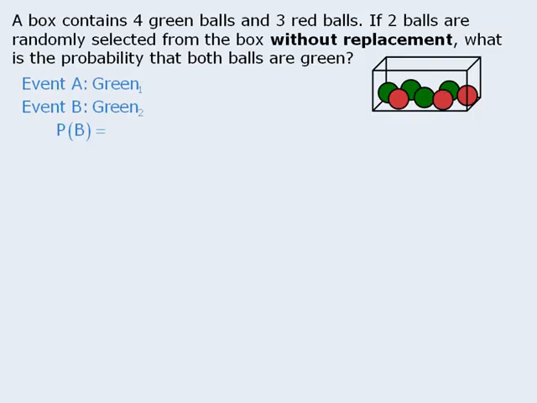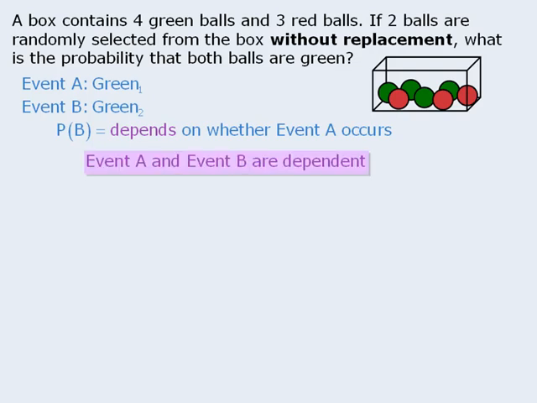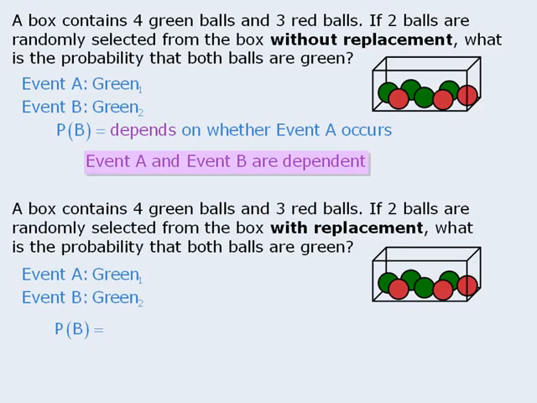So the probability that the second ball is green can be either 3/6 or 4/6. The probability depends on whether or not event A occurs. Since the probability of event B depends on whether event A occurs, we say that events A and B are dependent. Now let's examine the second question.